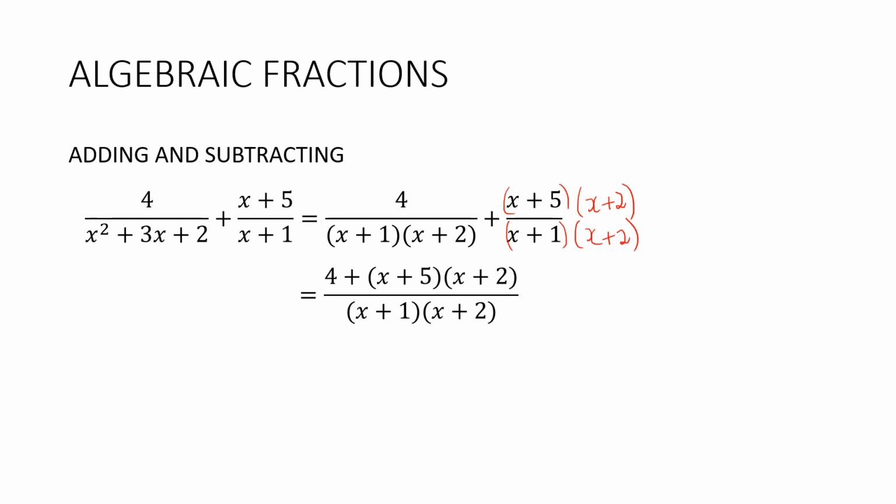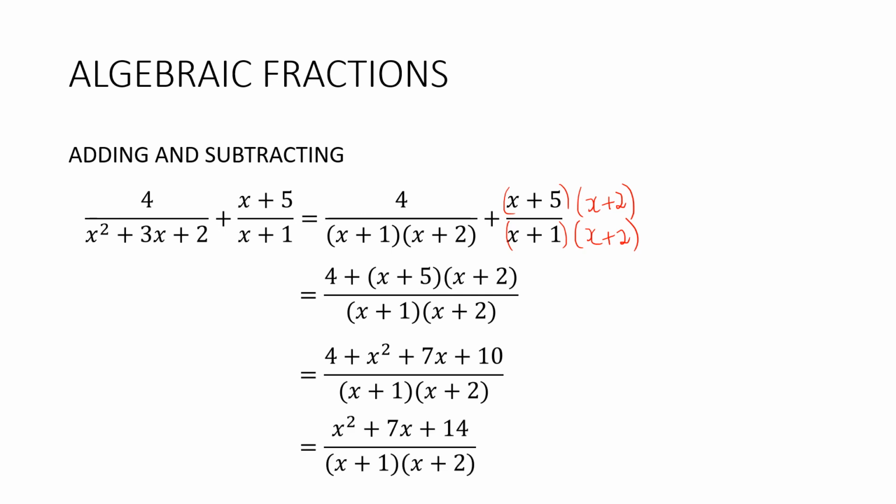We need to expand that numerator, which gives me 4 plus x squared plus 2x plus 5x, which is 7x plus 10. I'm going to leave the denominator factorised. And then tidying it up, I get x squared plus 7x plus 14, all over x plus 1 in brackets, x plus 2 in brackets.